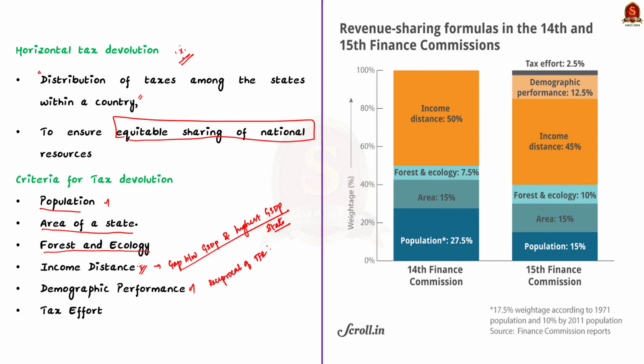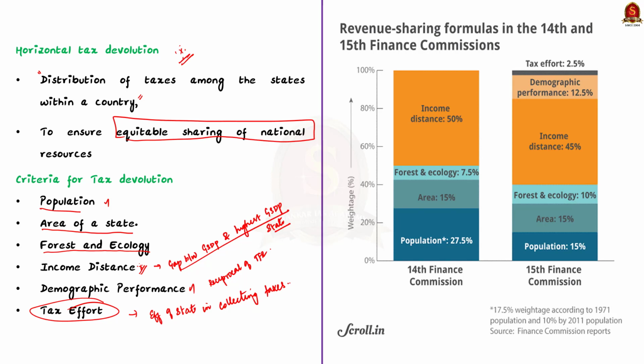Sixth one is tax effort. This means the efficiency of the states in collecting taxes, which is calculated as the ratio of per capita tax revenue to the per capita state GDP over a period of time. See, this rewards the states that are more efficient in collecting taxes and moreover it will reward the states which put in more effort to generate their revenue.